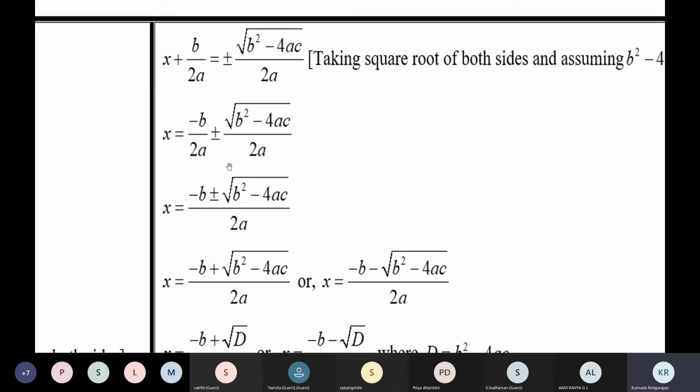Now you can see the common denominator is 2a. So you get minus b plus or minus root of b square minus 4ac, the whole upon 2a. Now we assume that b square minus 4ac is not negative. If it is negative, what will happen? We'll see later. That is imaginary roots, no real roots. Okay, fine.